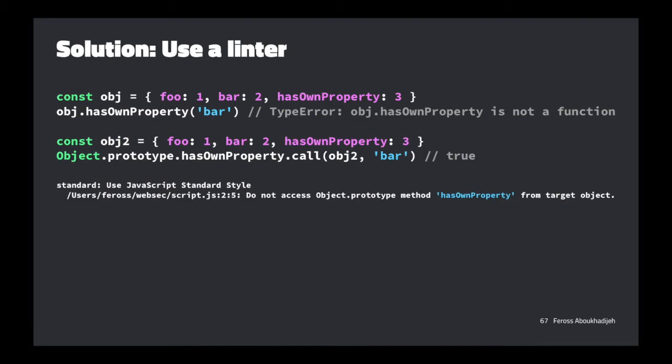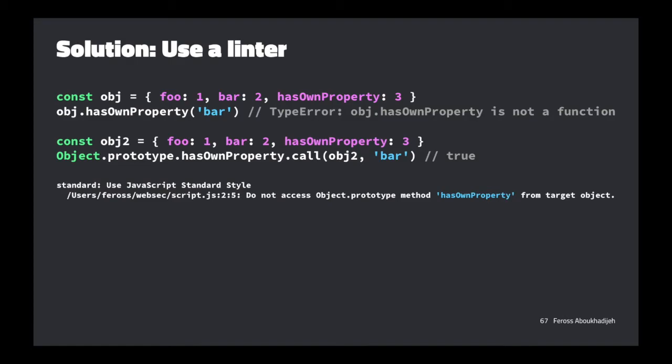But another solution to this is you can just use the hasOwnProperty directly from the object superclass and then call it with the object itself as the first argument. Then you're guaranteeing that you're running this function.